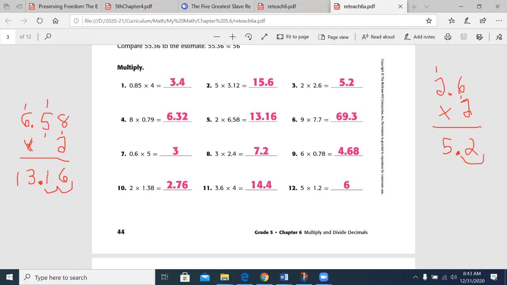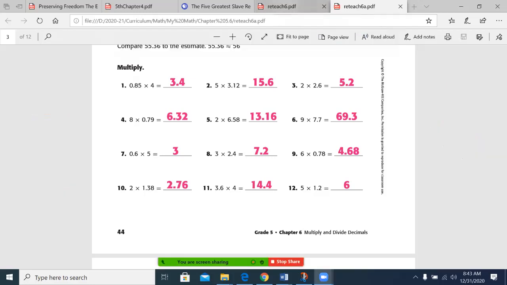You are welcome to draw that again. You don't have to. You can see the other 2 answers were 6.32 and 69.3. If you're still having struggles with this, please reach out to me, and I'd be happy to meet with you independently.